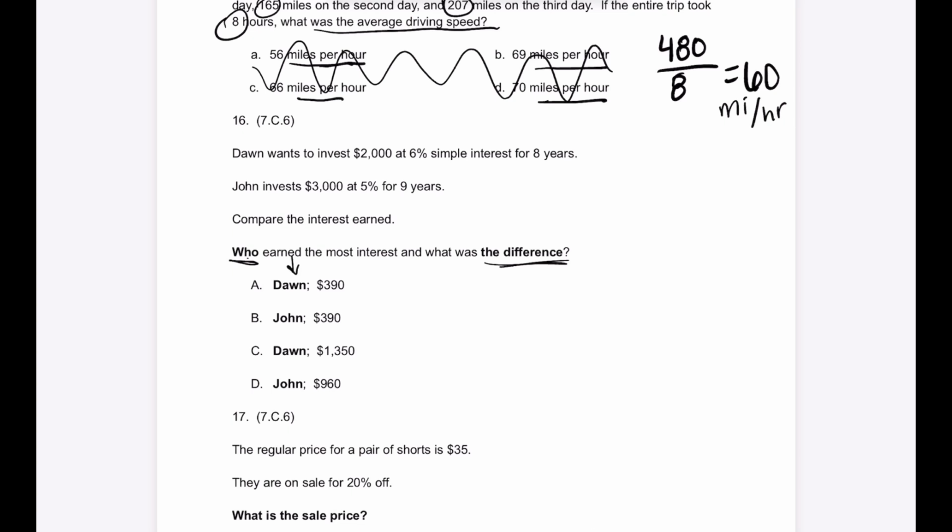First question is going to be the name, and that's on the left side. The second question being answered is going to be on the right side, which is that difference. Okay, so let's look at Dawn first. So I have Dawn. Remember, we are looking at simple interest here. So that means that we are going to look at I equals P times R times T.